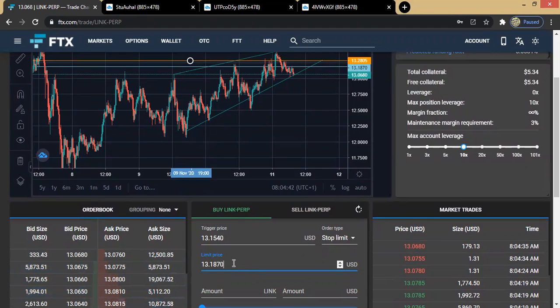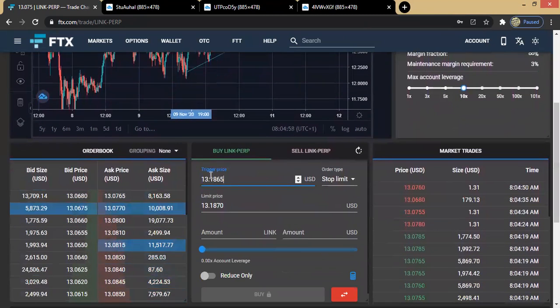Then go to this trigger price. The trigger price should be, let's say, 13.1865. What this basically means is that once the price gets to this very point, 13.1865, our order will be triggered.